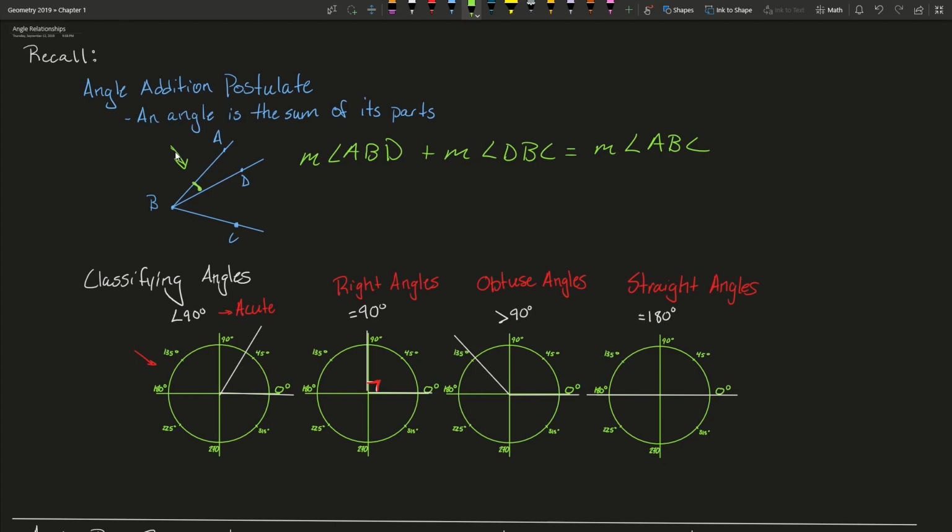So the top angle plus the bottom angle is equal to the entire angle. Again, an angle is the sum of its parts.